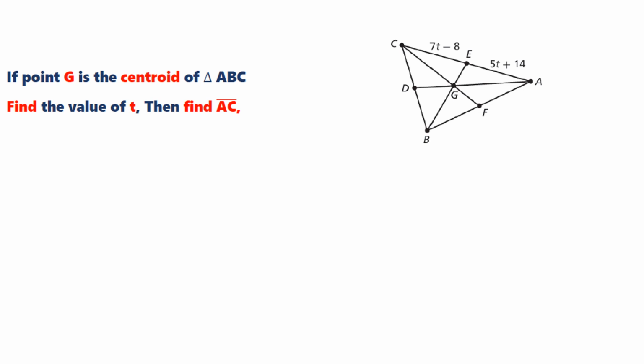Now, if point G is the centroid, find AC. So, now what have you seen? That you have AC, and you have CE, and you have AE. So you know that this E is coming from the opposite vertex, which means that this is the midpoint. So when there is a midpoint, it means that it divides the side AC into two equal parts. What does it mean? It means that CE is equal to AE.